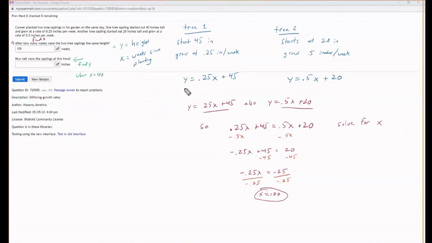Okay, well, I have two different equations for y, but I know that when x is 100, I get the same y value. So you pick either one that you want, right? So I'm going to pick one of them, and I plug in 100 for x. So if I plug in there, I'm going to get 25 plus 45, 70 inches. Okay, so that's my height.